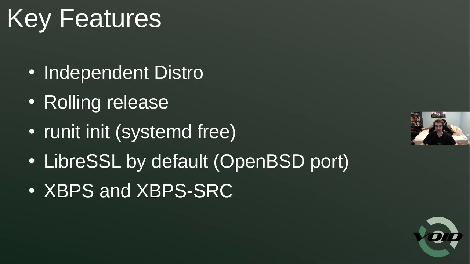It uses LibreSSL by default, which is the OpenBSD port of OpenSSL. They forked it after Heartbleed in 2014, I think. LibreSSL is gaining more traction and is becoming the default on a lot of different things. Windows 10's OpenSSH client uses LibreSSL by default as well, which is nice. But this was, I believe, the first distribution of GNU plus Linux to include LibreSSL by default.